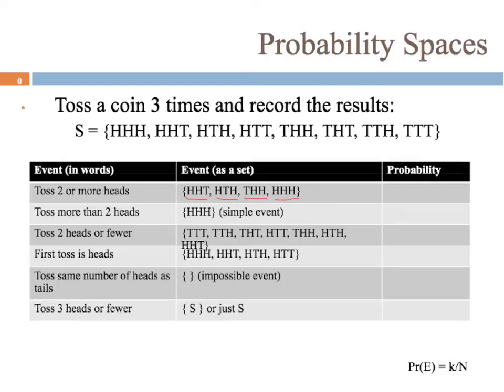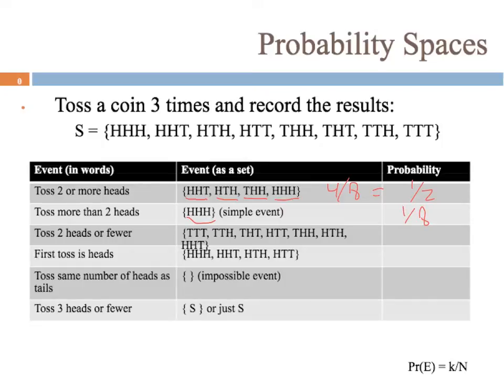So that's 4 times that could happen out of the 8 total in the sample space. So you would say 4 out of 8, which equals 1/2, or you could say 0.5 or 50%. Next, toss more than 2 heads. The only way that's going to happen is if all 3 tosses are heads. In that case, it's just one simple event, so we would just say 1 out of 8.